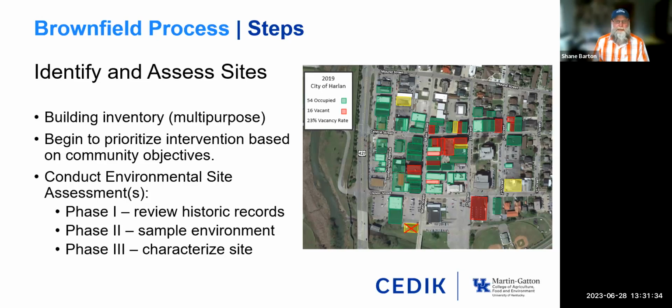And if I'm not mistaken, since then, in the last 4 years, the majority of those vacant buildings now have an active use, and it is nearly impossible to find a building available in downtown Harlan. But what we begin to do with these maps is we start to prioritize what interventions we may want to implement based on all of that community input that we've received up to that point.